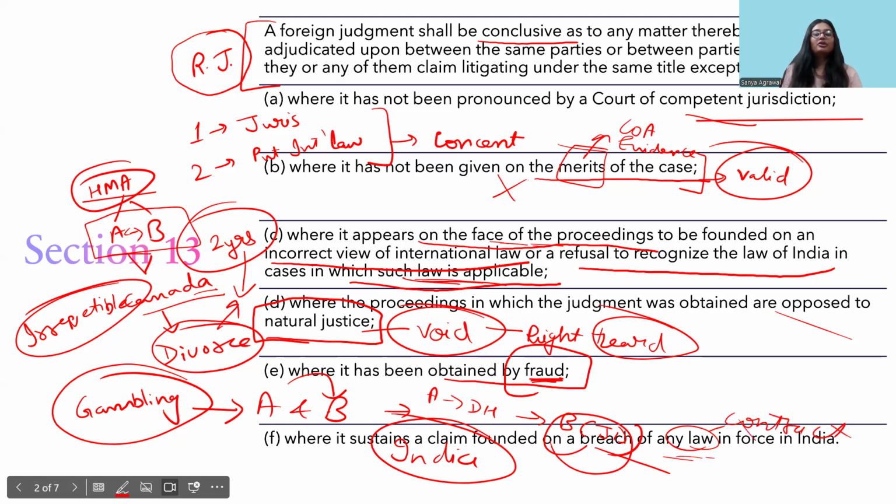So these are the points. If any particular point falls under any of these categories, the decision will not be conclusive. Otherwise, a foreign court's decision will be conclusive.